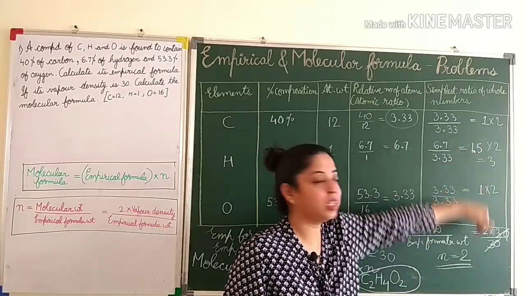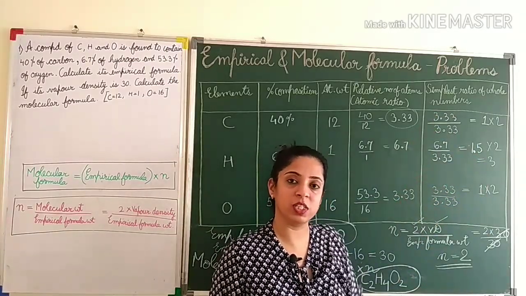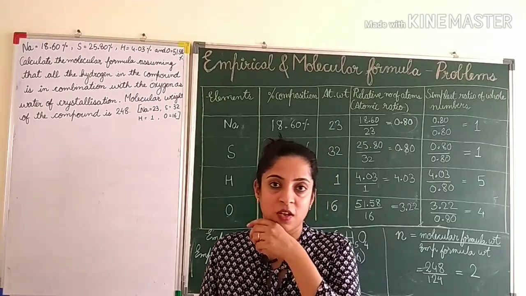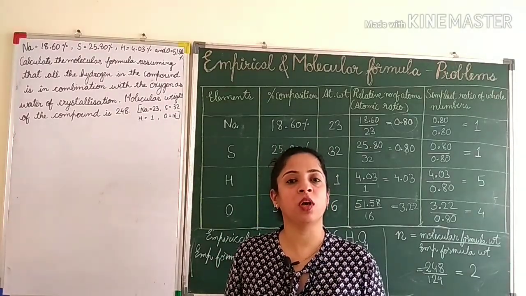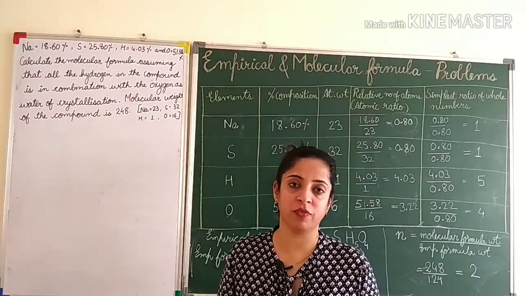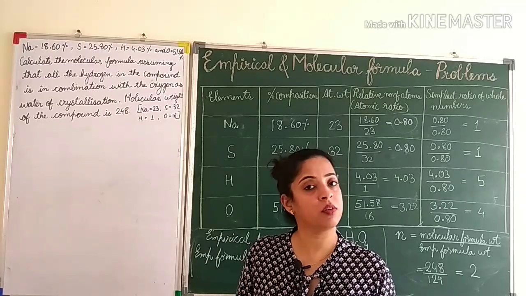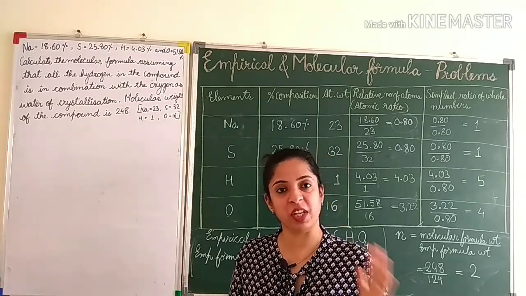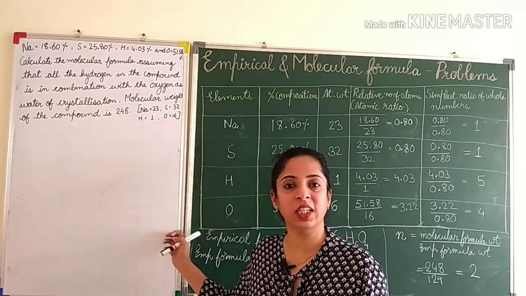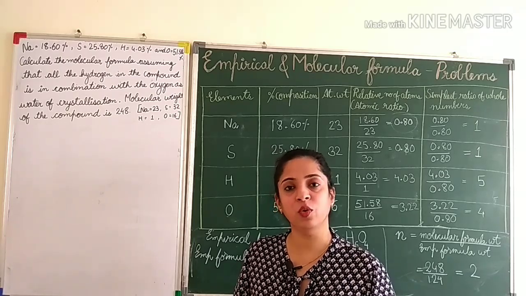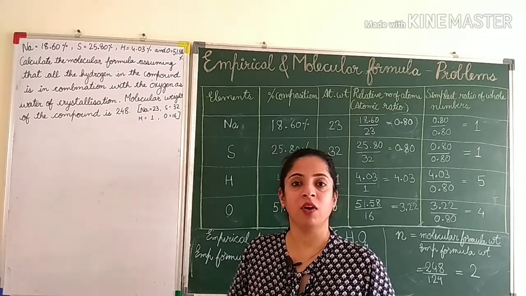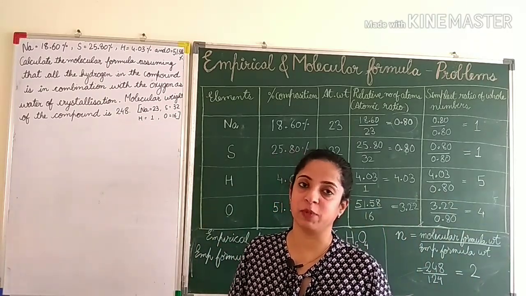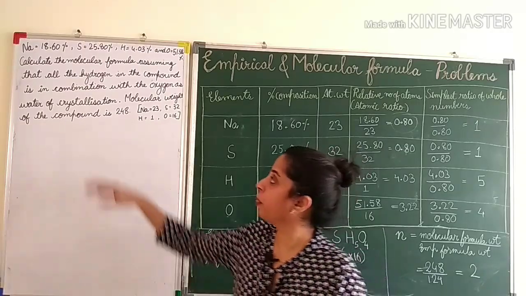And if it is becoming, then you can multiply all the numbers with that same number. Now children, I have tried to cover every type of question from empirical formula and molecular formula. First one we did the very basic one. Now this is a little twisted one, and then we'll do one or two more to have all the combinations, all the types of sums. Now look at this sum.